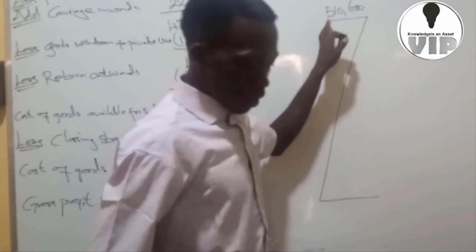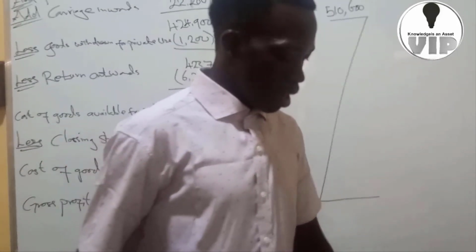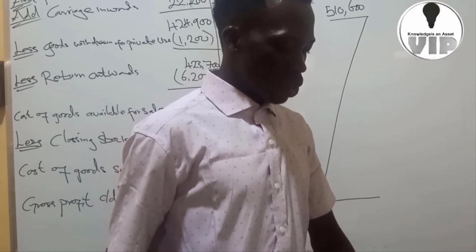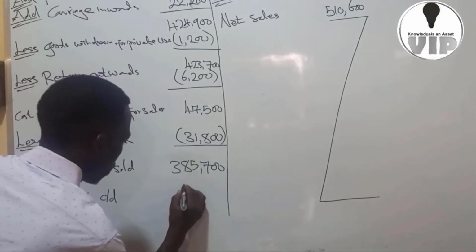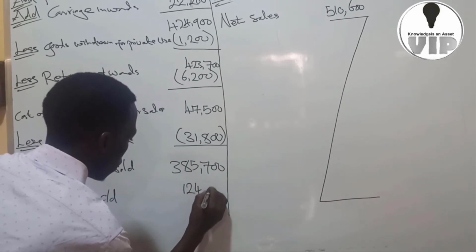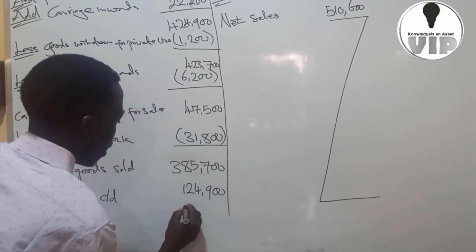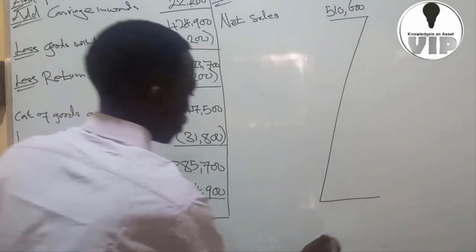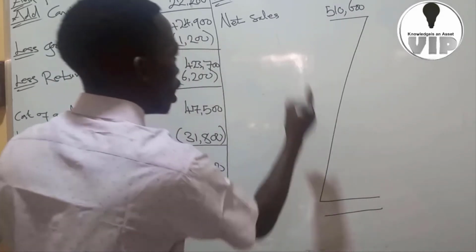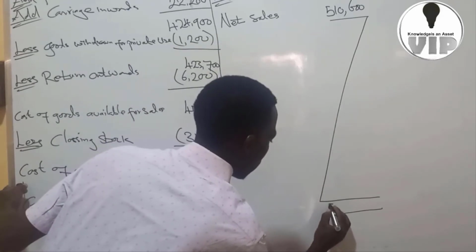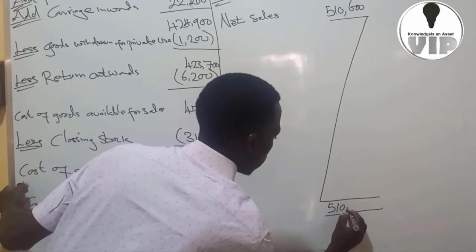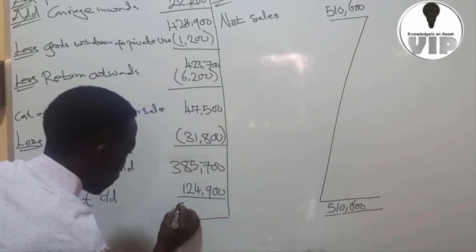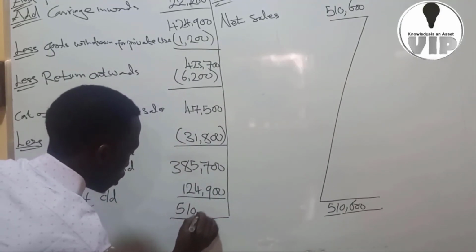If we say 510,600 minus 385,700, we are going to get 124,900. This is our gross profit. So now we want to balance the account with the highest figure. The highest amount is 510,600. Also here 510,600.